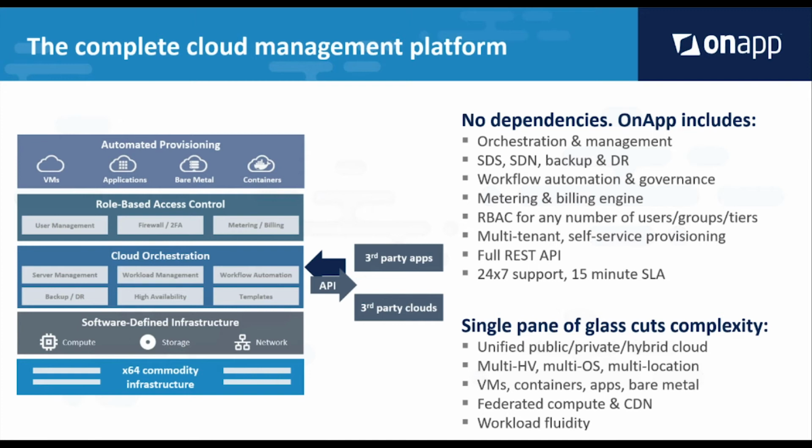OnApp is actually a complete cloud management platform. And that's very important to state because that's how we're very different from a lot of our competitors. We cover everything from orchestration to SDN, to metering for billing, to role-based access. We provide that through a user interface and also a full REST API. Our single pane of glass cuts a lot of complexity out of cloud management as well, where we unify public, private, and hybrid clouds, all of the VMs, containers, federation of computing resources, and also provide workload fluidity through that single pane.